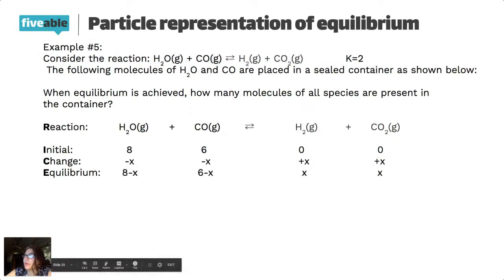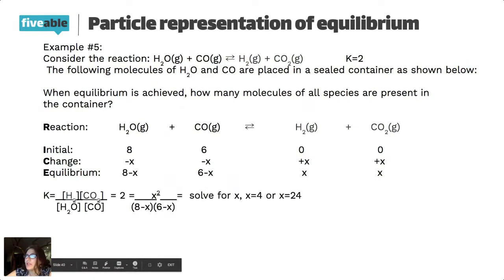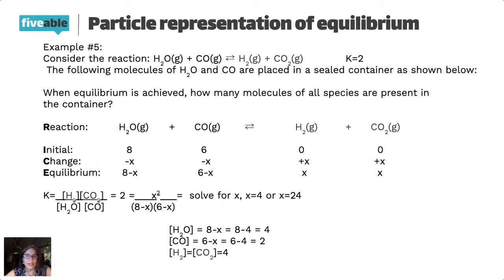And then we do the equilibrium. We set up our equilibrium expression with the value of K. Solve for X, and we have X equals 4, X equals 24, and 24 is too big. It doesn't make sense. It will also give us negative concentration. So we choose 4, and now we have the values for each.